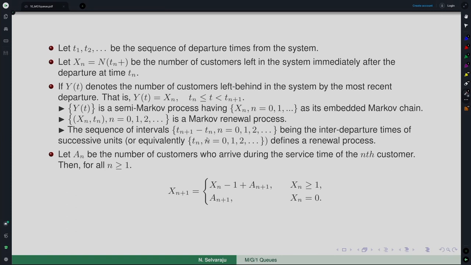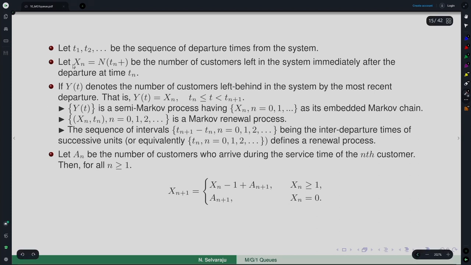That is why here we have a Markov Poisson arrival process and a renewal service process. A renewal service process means the inter-departure times form a renewal process. Then basically what you have is the semi-Markov process, where Xn is given by this, and using that you define this process Y(t). This Y(t) process, the semi-Markov process connected with this M/G/1 queue, is the number of customers left behind by the most recent departure.